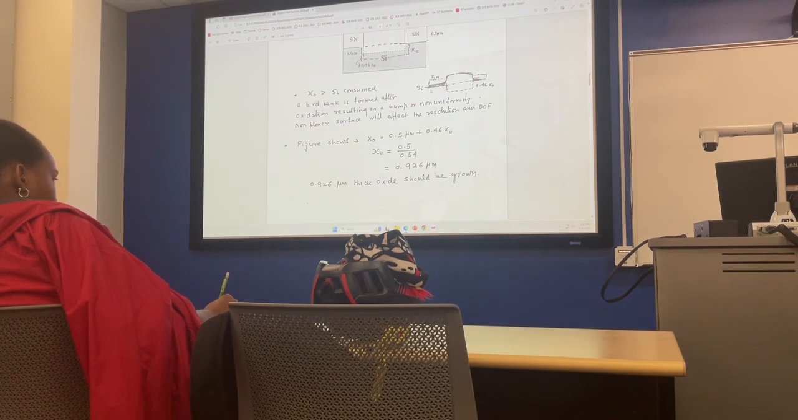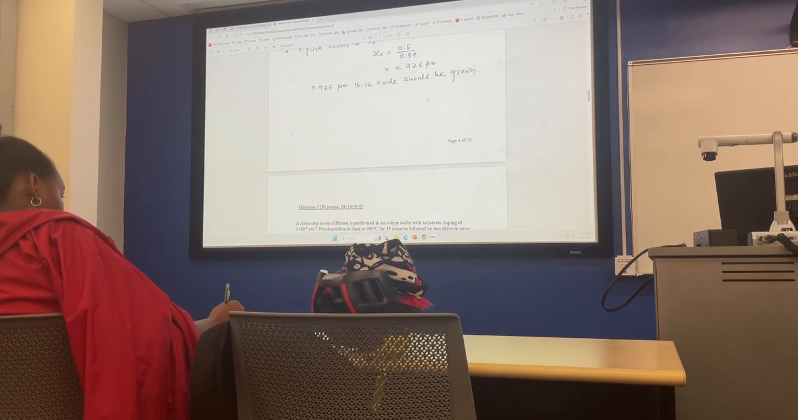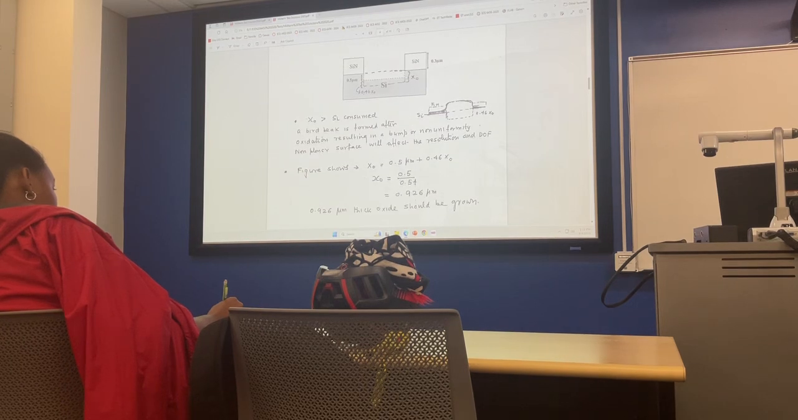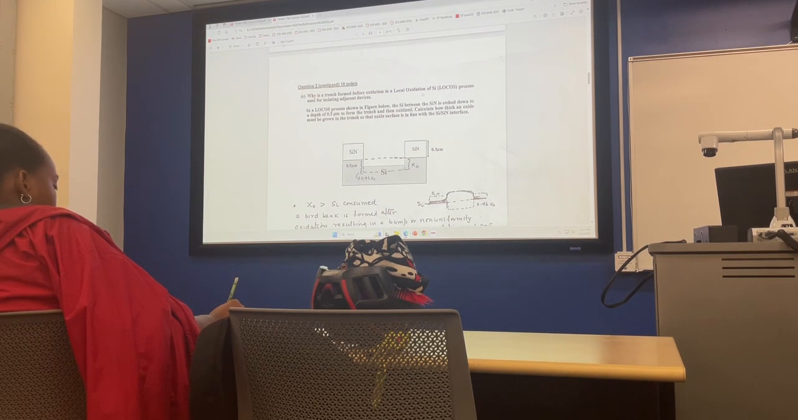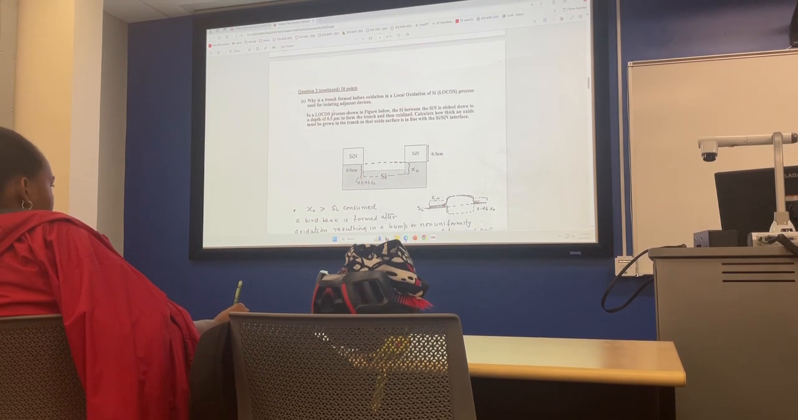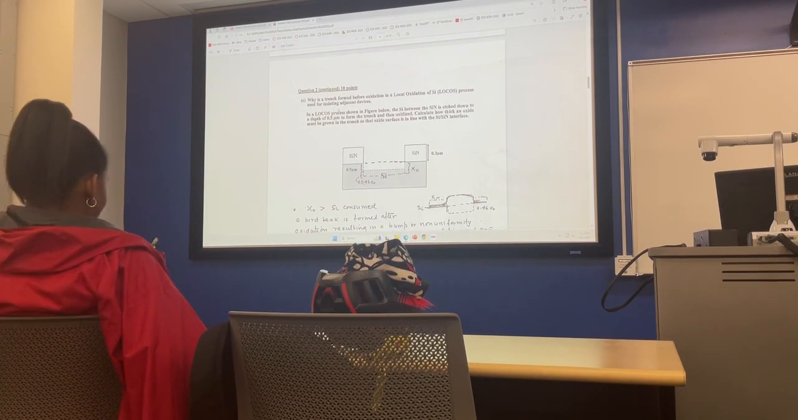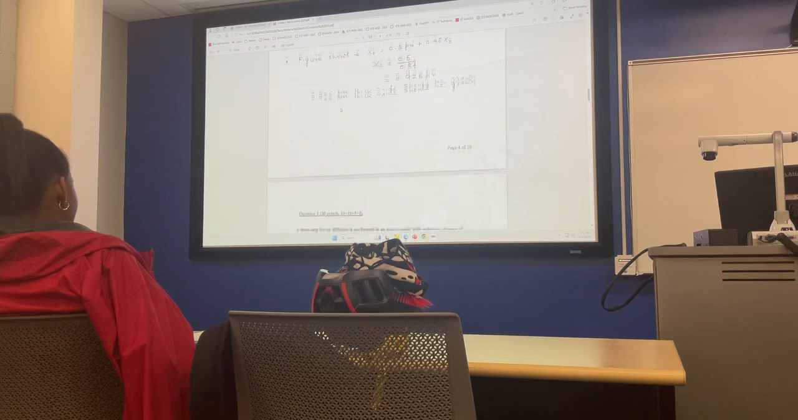So it's not very difficult, but if you did not read the topic of local oxidation for isolation, right? This is the local oxidation process used for isolating adjacent devices. So that was that, right?